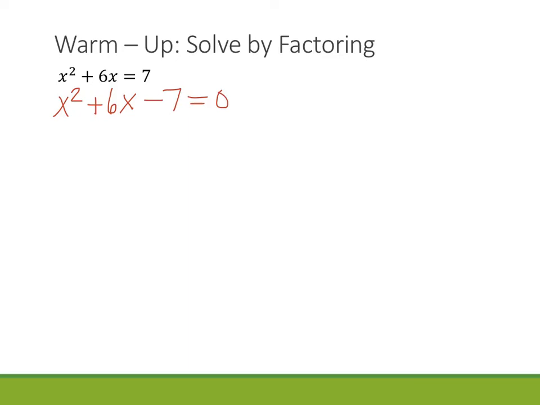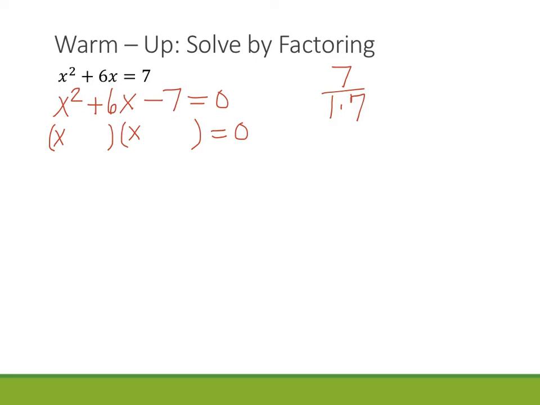But then, if I can, I'm going to factor the quadratic polynomial that's part of the equation. This quadratic will factor. X times x is x squared. And then I need two numbers that multiply to give me a -7, but are going to add to give me a +6.